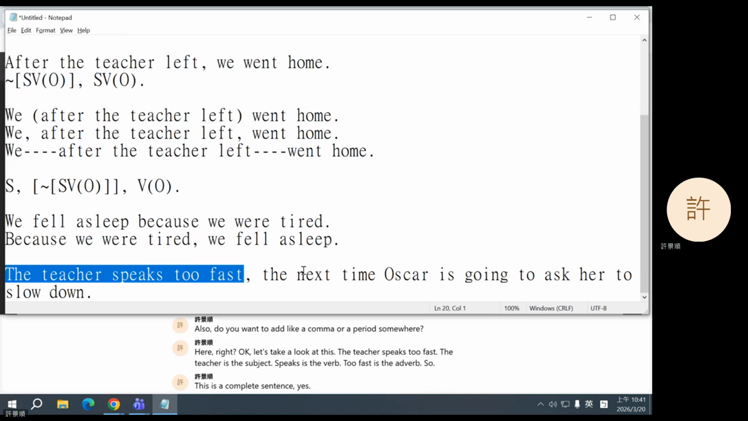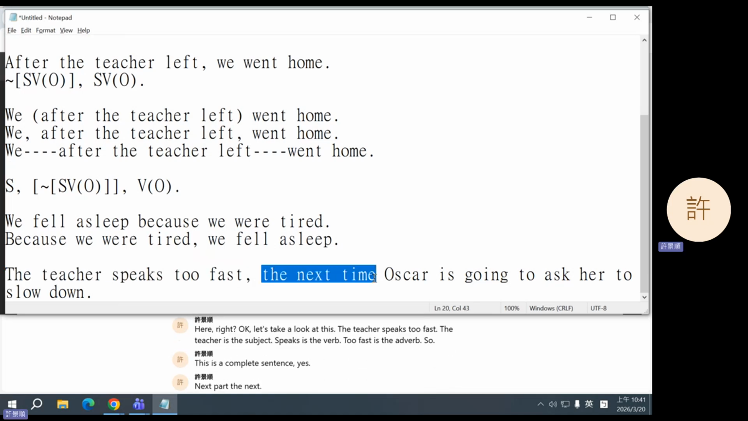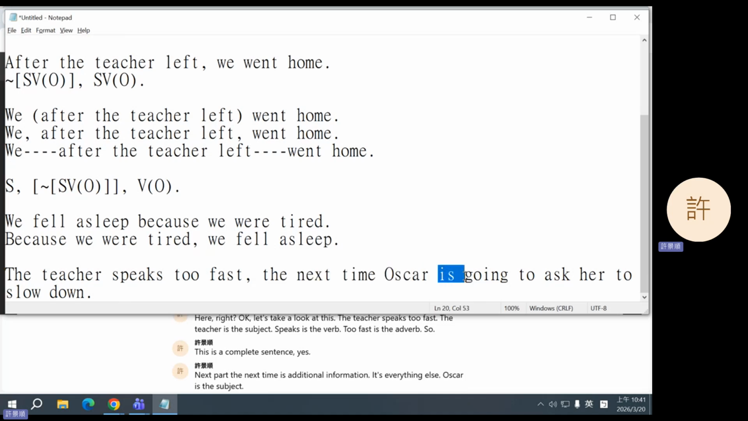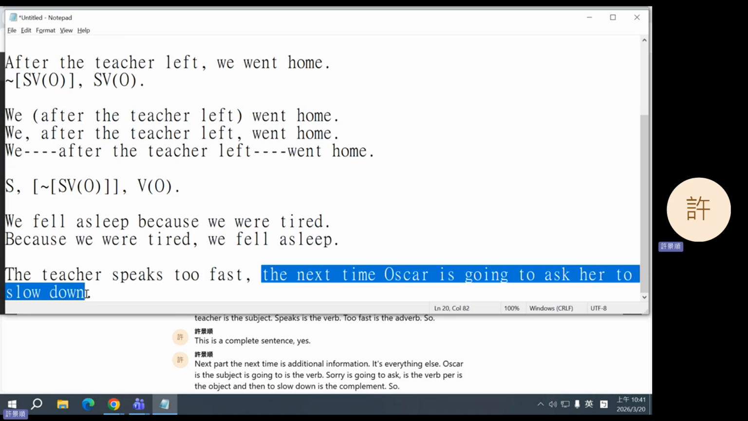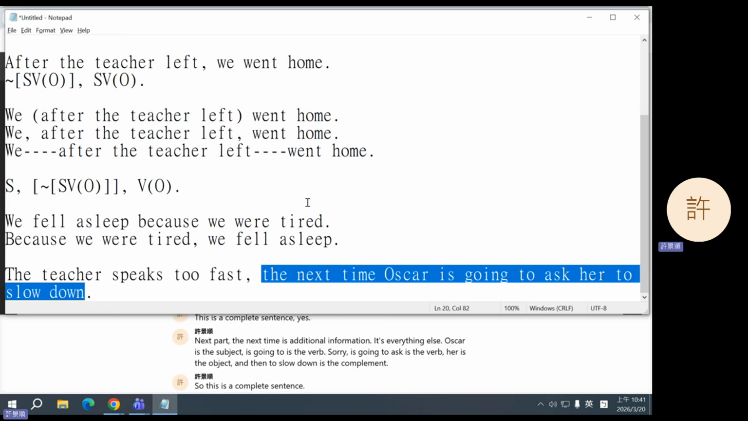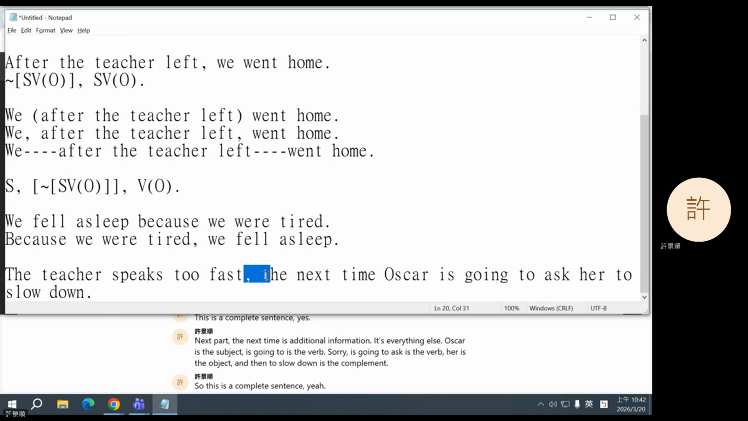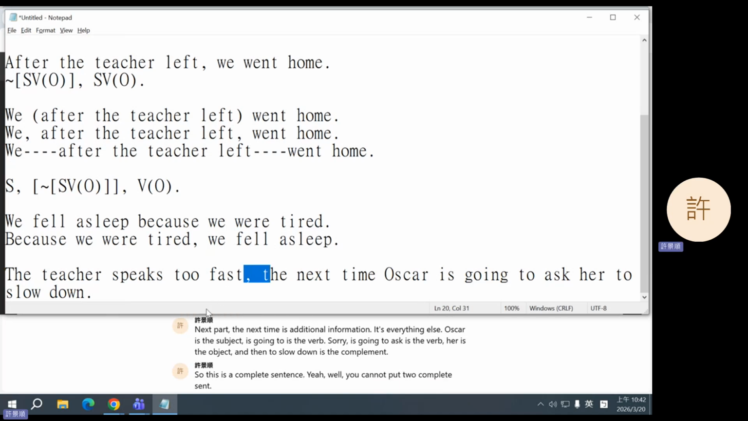Next part, the next time is additional information. It's everything else. Oscar is the subject, is going to ask is the verb. Her is the object, and then to slow down is the complement. So this is a complete sentence. Yeah? Well, you cannot put two complete sentences together using only one comma.